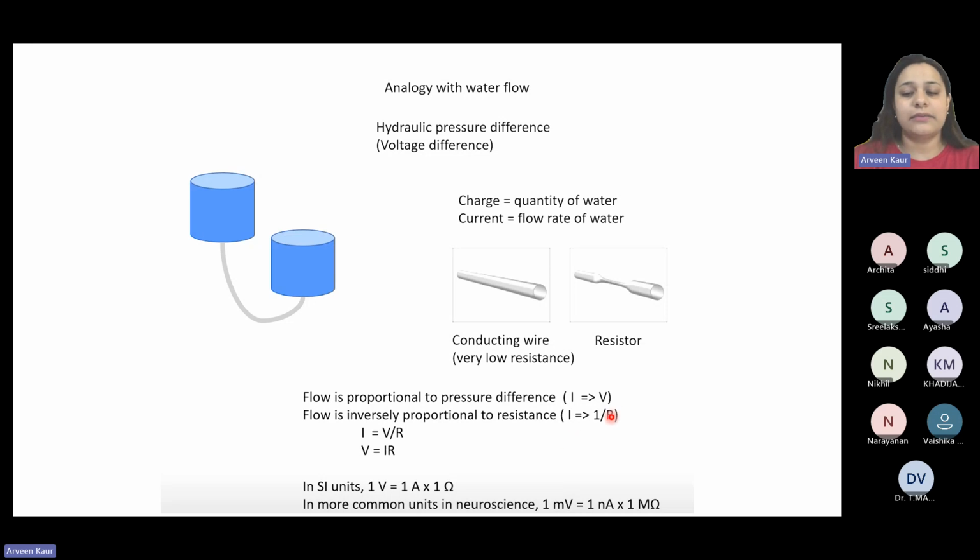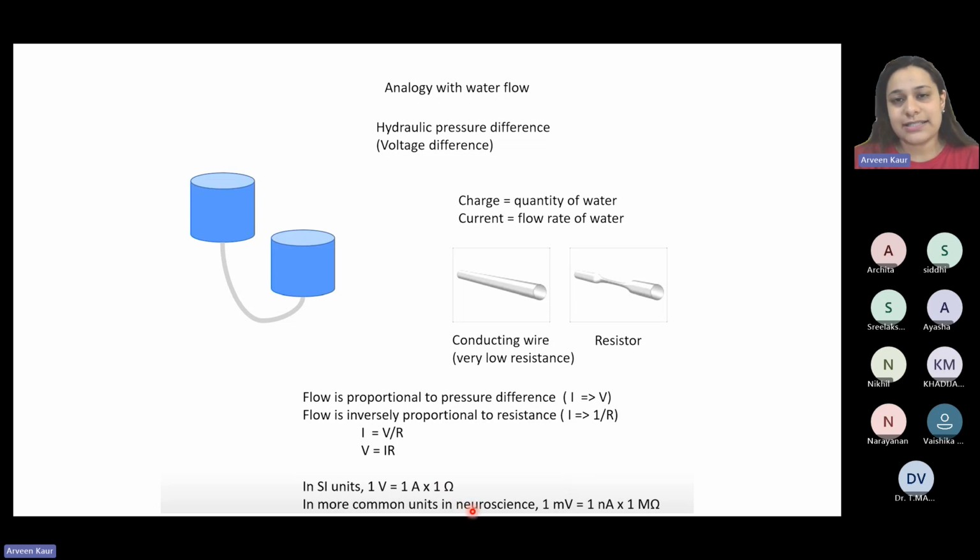So I is inversely proportional to resistance, or it is proportional to 1 by R, which gives us this value. V is equal to IR, or I is equal to V by R, which we know is the formula for current and voltage respectively, right? So the SI unit over here generally is 1 volt is equal to 1 ampere into 1 ohm, right?